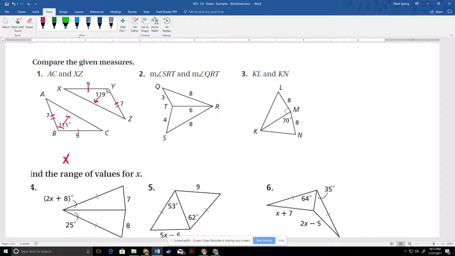So I'm going to say XZ is going to be greater than AC. You can put them in that order if you want. You could put AC is less than XZ. That's fine, but it just says compare them, so I did.